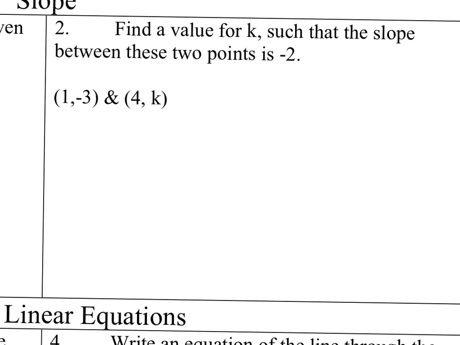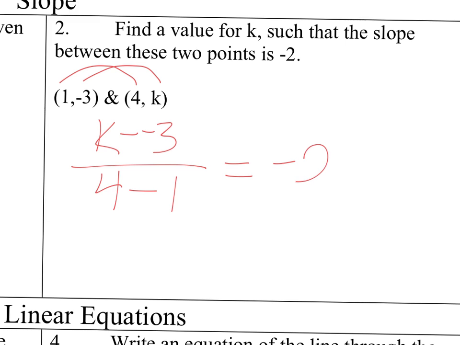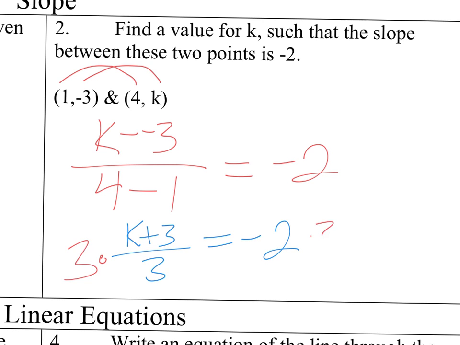For number 2, I have to find the value of k to make this slope negative 2. Okay, we're going to set up the same way. So k minus negative 3, and 4 minus 1, we have to make that equal to negative 2. K minus negative 3 is k plus 3. 4 minus 1 is 3, and that equals negative 2. To get rid of that 3 in the bottom, I'm going to multiply both sides by 3. So k plus 3 equals negative 6, which means k equals negative 9.